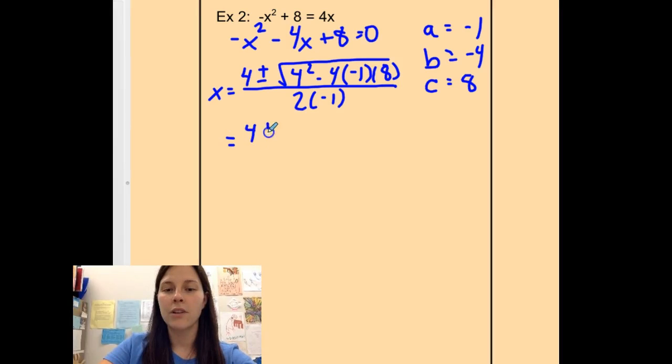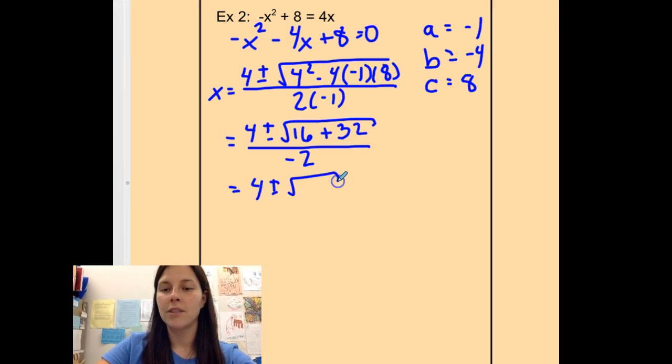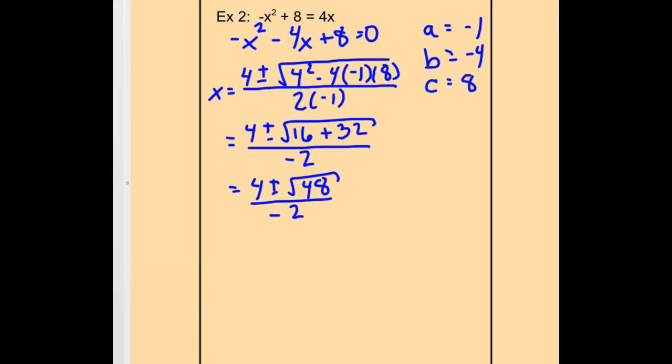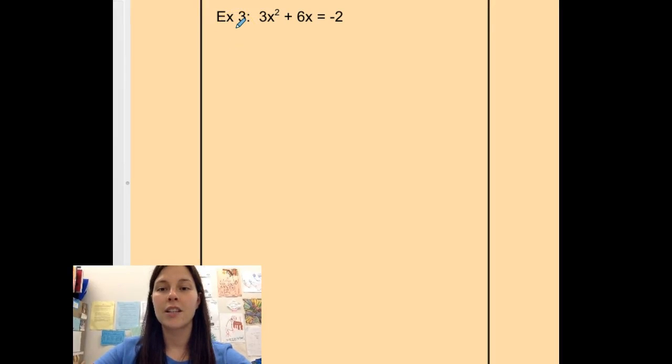Simplifying what's under the radical, 4 squared is 16. -4 times -1 is +4 times 8 is +32. All over 2 times -1 is -2. Adding those numbers under the radical, 16 plus 32 gives us 48, all over -2. Let's take a look at that one more time.